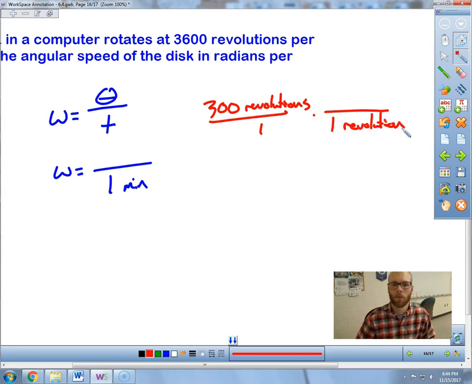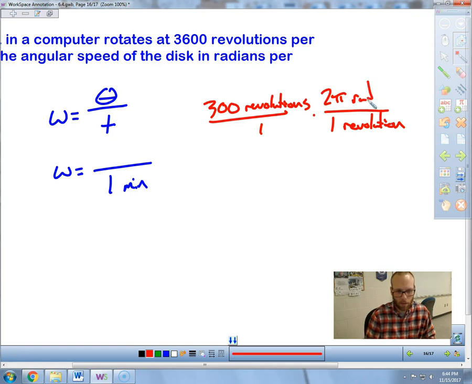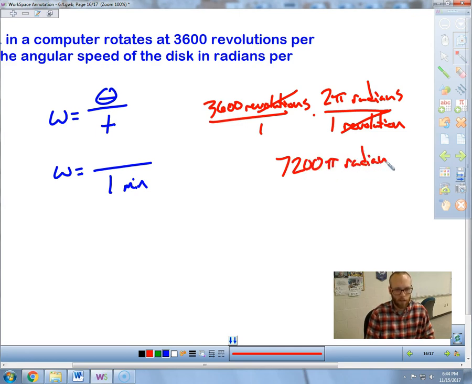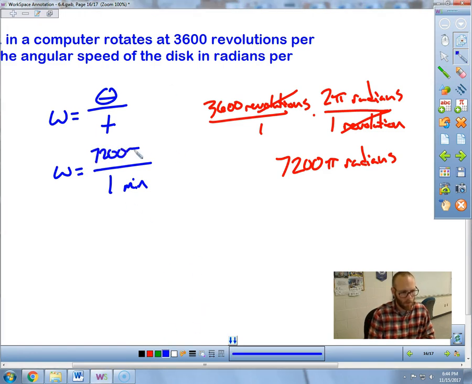Well, what do I know about one revolution? That's one time around the circle, isn't it? Okay, that is 2 pi radians. Oops, I missed a 6 in there, didn't I? There we go. 3,600 revolutions. Well, each revolution is 2 pi. This makes sense here. This is, well, 3,600 times 2, 7,200 pi radians. So we're going to take 7,200 pi radians per minute.